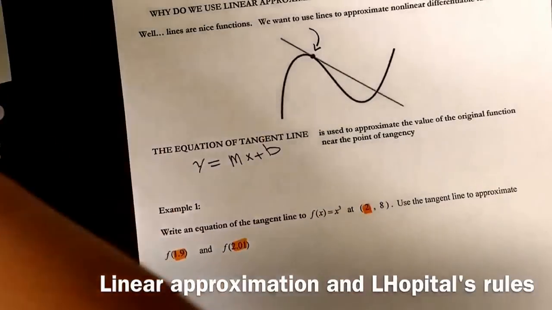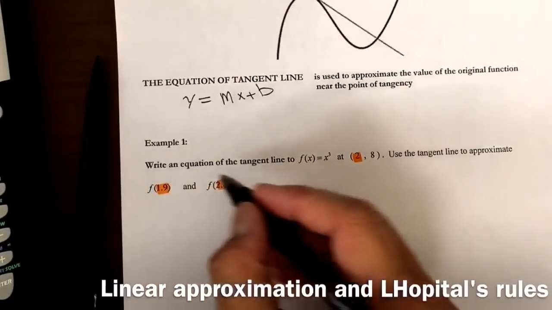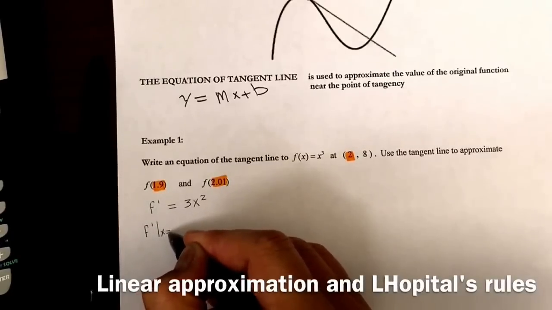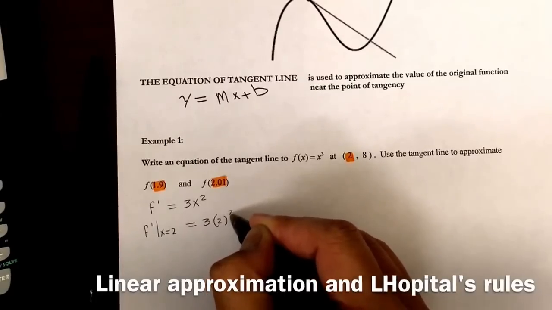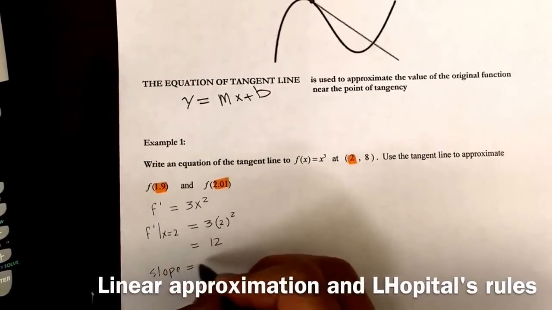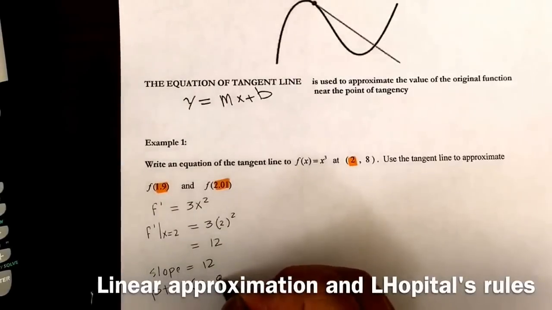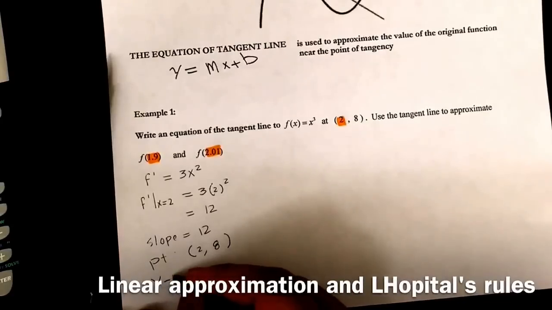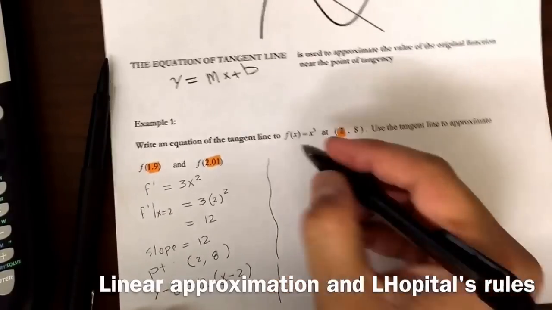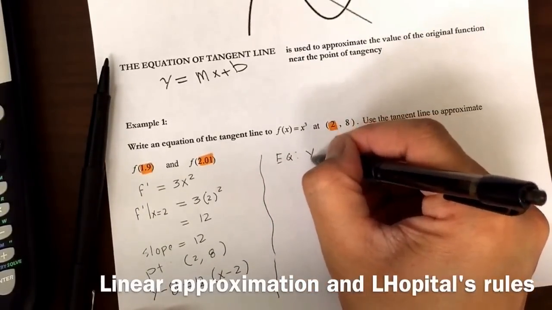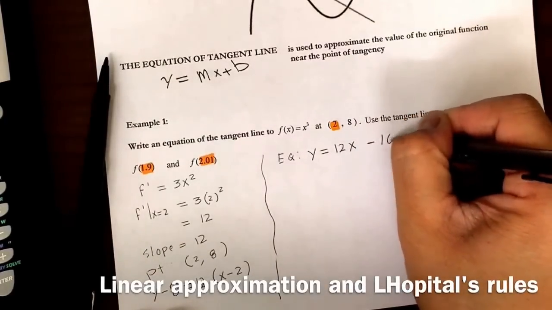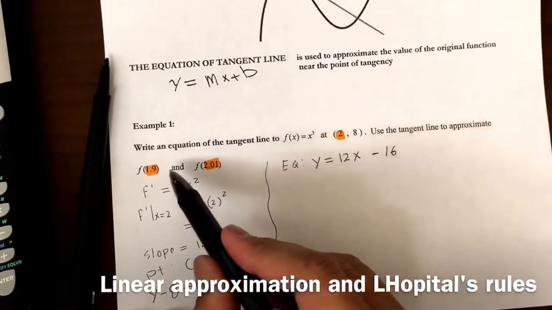So the first thing I need to do is find the slope of the tangent line. That can be found by taking the first derivative and then plugging x equals 2 into the first derivative. That is going to give me 12. So the slope of my tangent line is 12, and I have a point, which is (2, 8). That allows me to come up with my equation, which is y minus y1 equals m times x minus x1. Simplify and solve for y. My linear equation is y equals 12x minus 24 plus 8, which brings us to minus 16. This is the equation that we are going to use to approximate the function value.